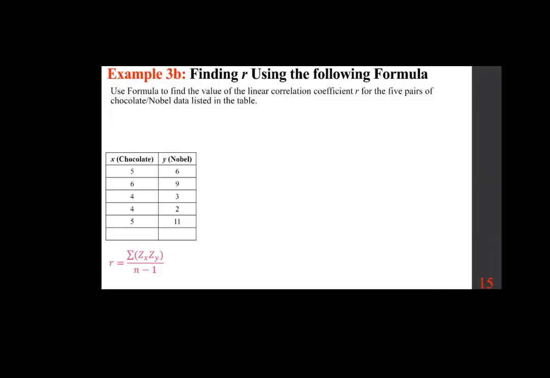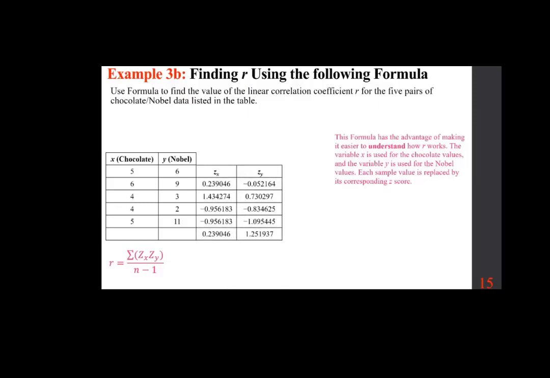What I want to do is use this formula: z sub x, z sub y over n minus 1. Okay. Now, this formula has the advantage of making it easier to understand how R works. The variable x is used for the chocolate values and the variable y is used for the noble values. Each sample value is replaced by its corresponding z-score, z sub x and z sub y.